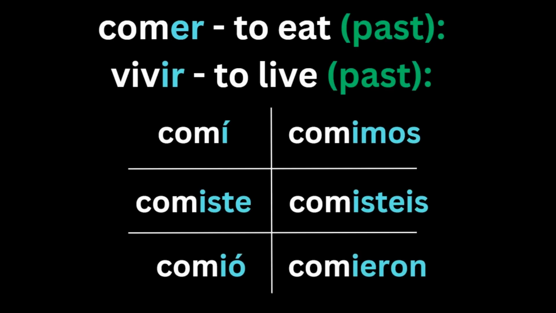Let's use the verbs comer and vivir as useful verbs. How would you conjugate the verb comer in the past tense for the yo pronoun? You take comer, drop the ending, and put í, and so you get yo comí, I ate. For tú, you get comiste, which is you ate. For él, you get comió, which is he ate. For nosotros, you get comimos, which is we ate. Vosotros comisteis, y'all ate, and ellos comieron, they ate.